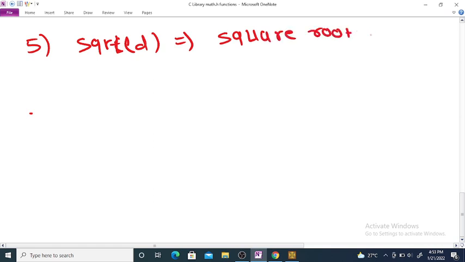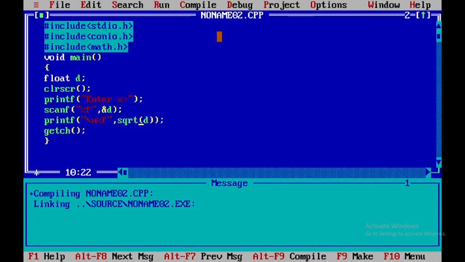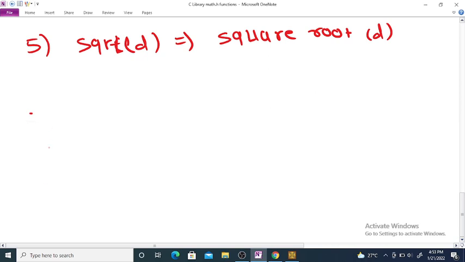Now the next function is square root function. The next number is 5. sqrt, to find a square root of a floating point number d, it gives a square root of number d. So if you write here sqrt, square root of d, and if we run here, say 2, then output is what? 1.41. So if we run one more time, if you enter here 4, output is 2. So hope you understood the next mathematical function, square root.